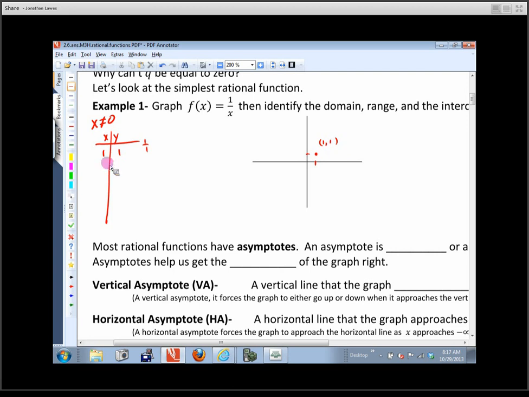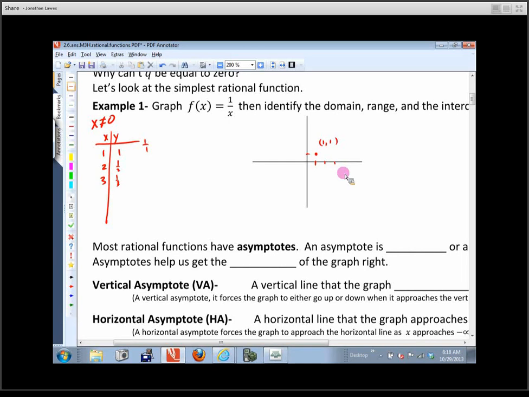Then let's plug in a 2. If you plug in a 2, what do you get? You get 1 over 2, you get 1/2. What if you plug in a 3? You get 1 over 3. In fact, no matter what number you plug in, it's always 1 over that number. So what happens as I plug in larger and larger numbers? What happens to the function values?